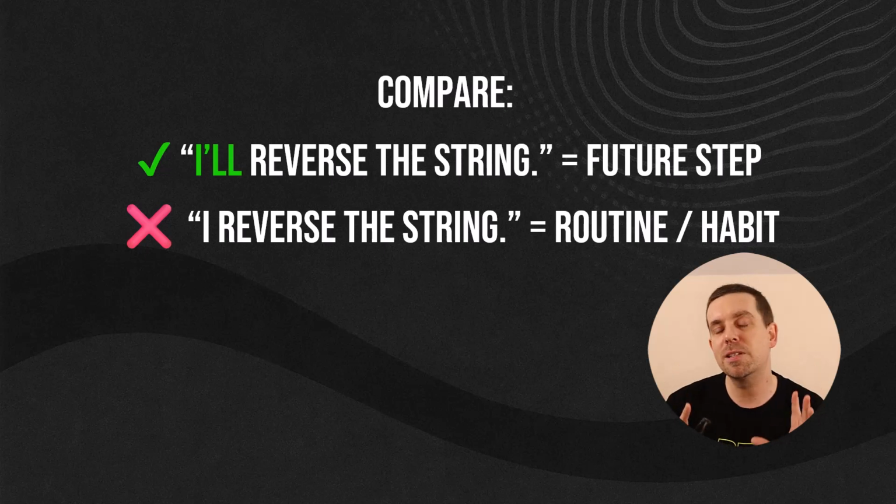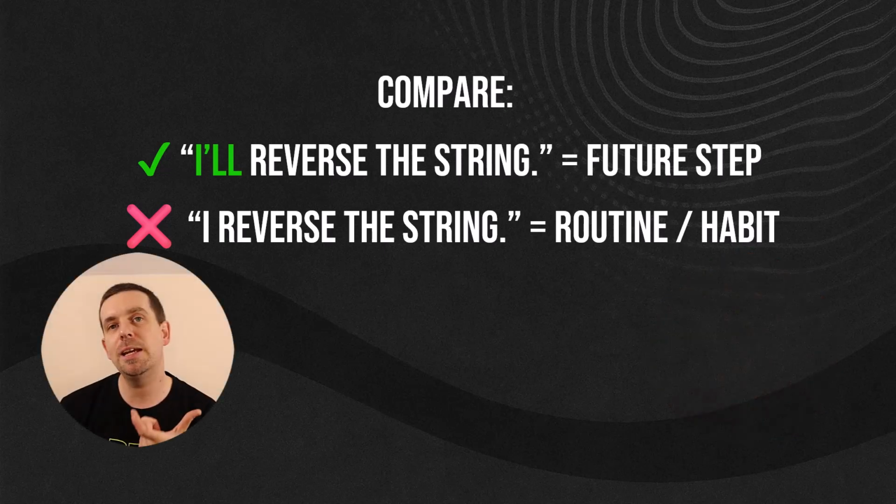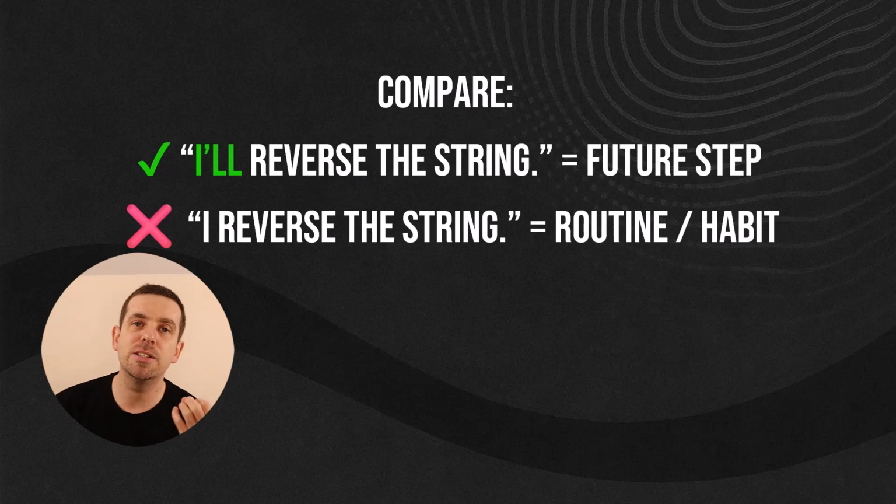Now, compare, for example, your language. The majority of other languages use the present tense instead of the future when it's a very quick, spontaneous, or improvised decision. For example, in English, I'll reverse the string. This is a future step or future plan. If you say in present, I reverse the string, in English, this is a routine or a habit of some description. It's not exactly the future.